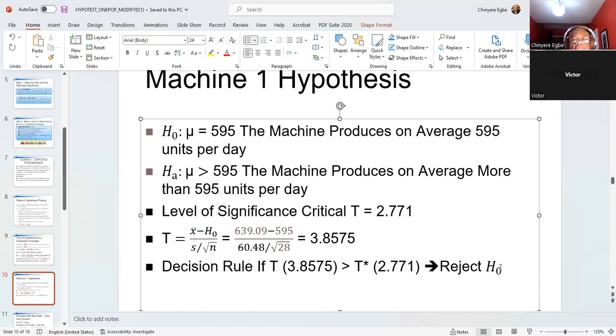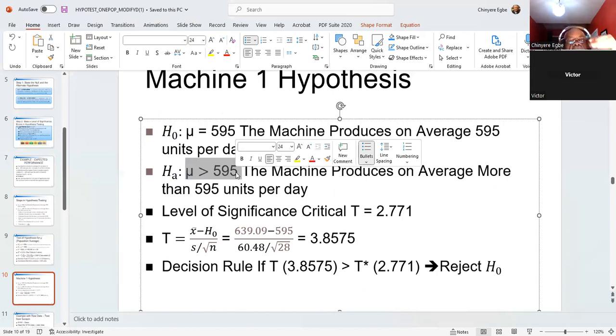So in this particular problem, we're rejecting the null hypothesis that mu is 595. And so we are concluding that mu is greater than 595. So this machine is operating, functioning properly. You get the point? Yes.